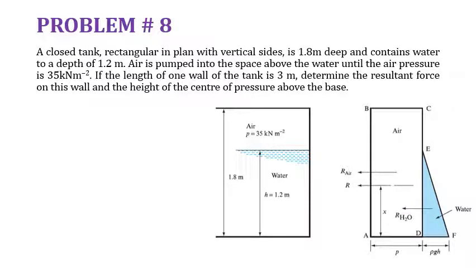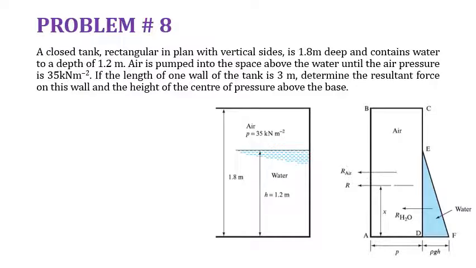So problem number 8, a closed tank, rectangular in plan with vertical sides. It is 1.8 meter deep and contains water to a depth of 1.2 meter. Air is pumped into the space above the water until the air pressure is 35 kilonewton per meter square. If the length of one wall is 3 meter, determine the resultant force on this wall and the height of center of pressure above the base.